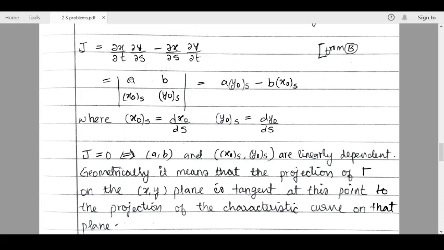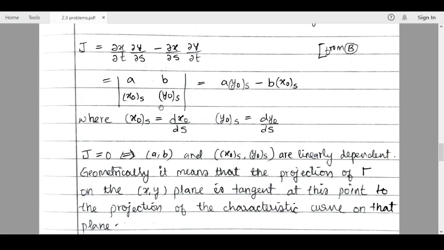It means that these two vectors are linearly dependent. Now two vectors are linearly dependent if and only if one is a multiple of the other. It means that (a, b) and (x naught, y naught) at the initial value are multiples of each other. So x naught of s and y naught of s are the projection of the initial curve, and a, b are the projection of the characteristic curve.